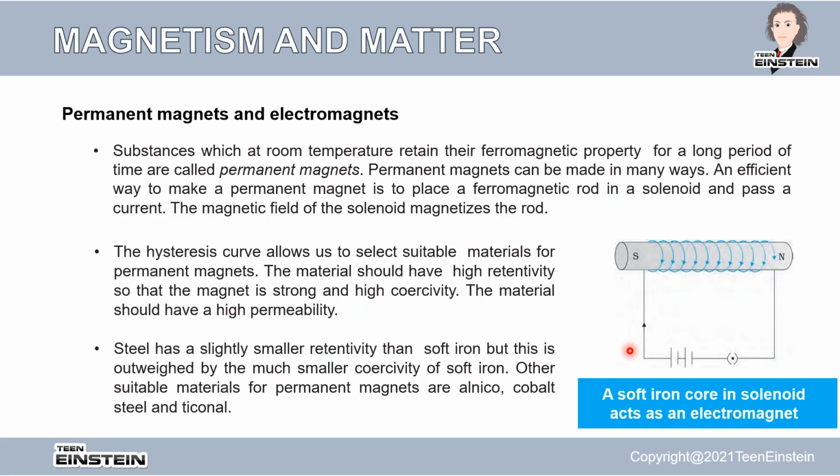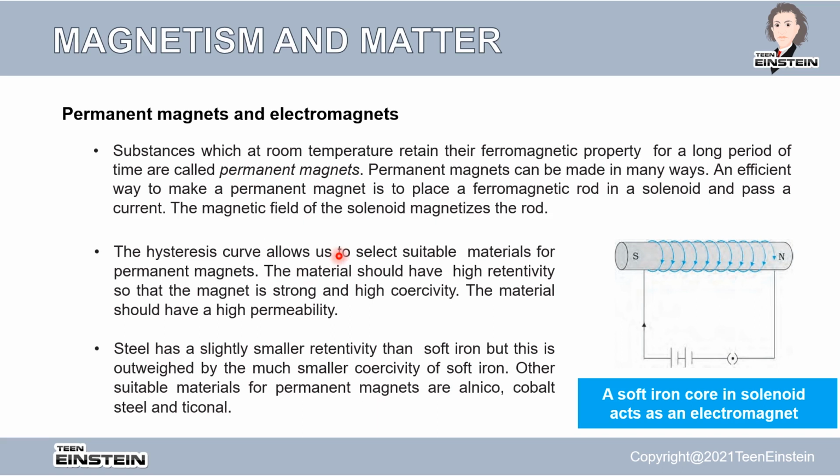Okay. Now let's look at permanent magnets and electromagnets. So what are permanent magnets? Permanent magnets are the materials which have the ferromagnetic property even at room temperature for a long period of time. These are called permanent magnets. The permanent magnets can be made in many ways. An efficient way to make a permanent magnet is to place a ferromagnetic rod in a solenoid and pass a current. The magnetic field of the solenoid magnetizes the rod and it becomes a permanent magnet.